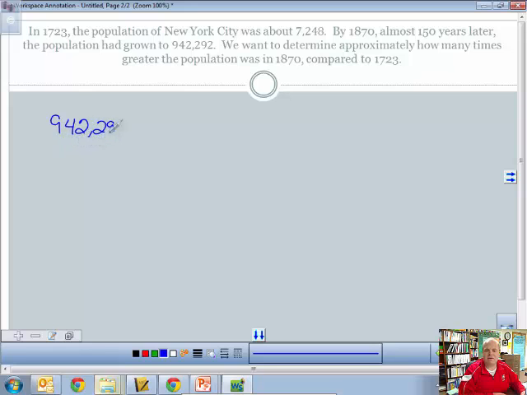942,292, and essentially I'm dividing that by 7,248. Okay? Now I'm going to round these to the closest power of 10. Well, 942,000 is close to 1 million, so I'm going to use 1 million here. And 7,248 is close to 10,000, so I'm going to use 10,000 here.